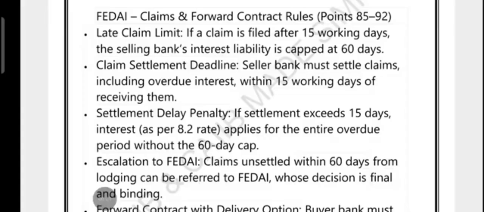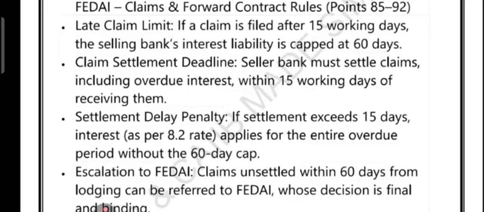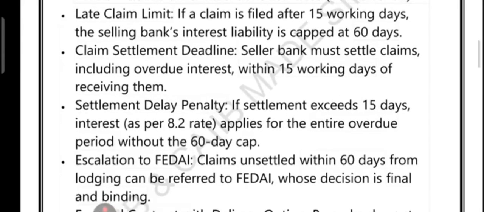We are talking about the claim settlement deadline. I told you that if a claim for delayed forex funds is filed after 15 working days from the due date, right? If the claim is filed 15 working days after the due date, the selling bank's interest liability is capped at 60 days, which means they won't pay interest for delay beyond 60 days.